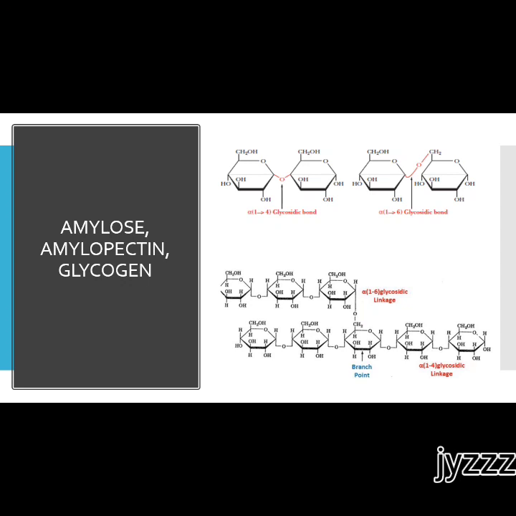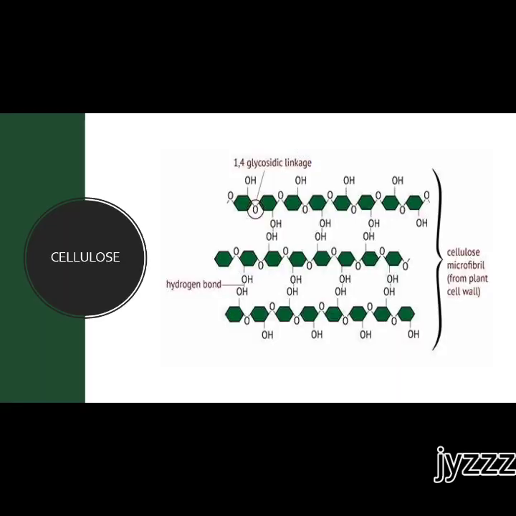Let's take a look at cellulose. Cellulose has a molecular formula of C6H10O5. It is the most abundant organic compound, making up 50% or more of the carbon in vegetation. It is made up of linear glucose with no branching.